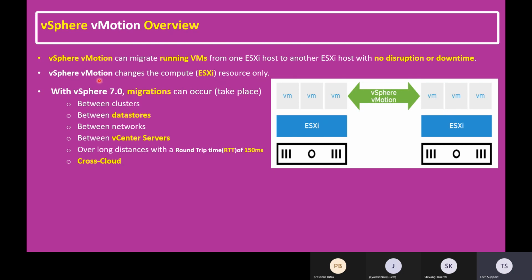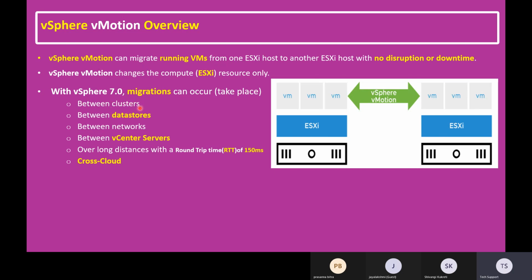And VMware vSphere vMotion changes the compute ESXi resource only. So as we know, with vMotion the datastore is still the same datastore, only the host will be changed from ESX1 to ESX2. And with vSphere 7.0, migrations can take place. We can perform migrations in all these scenarios.